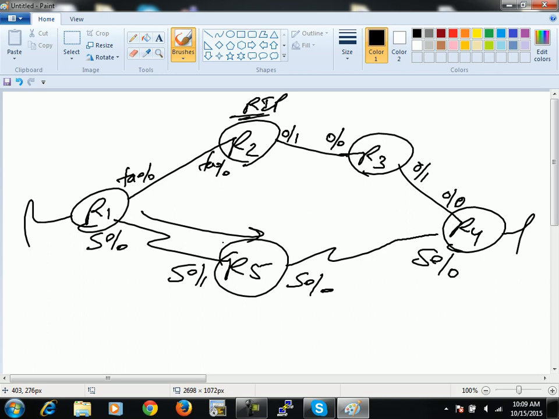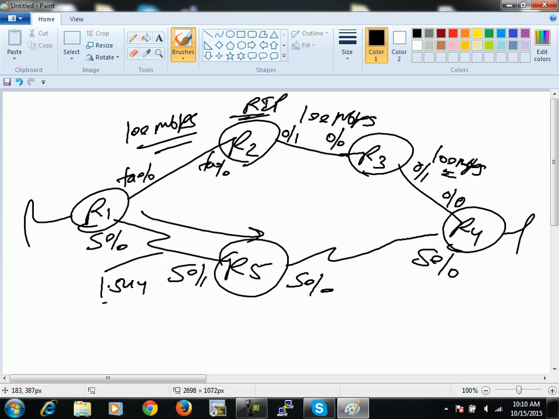right? And that's not good actually, because here we are using serial interfaces, whereas via R2 we are having FastEthernet links, and FastEthernet links are having bandwidth of 100 Mbps. But here you can see that for RIP, its best path would be via serial interfaces, where bandwidth would be just 1.544 Mbps by default.